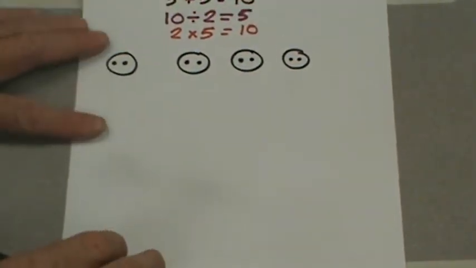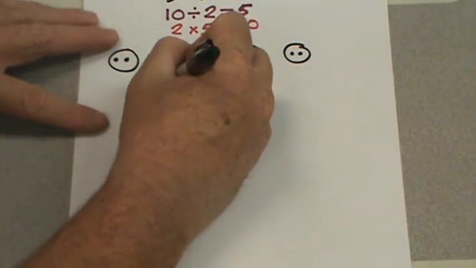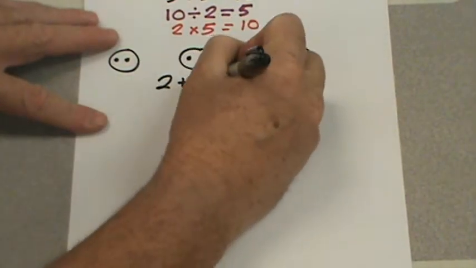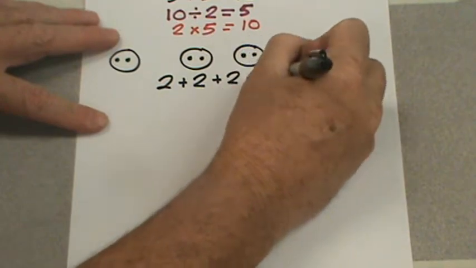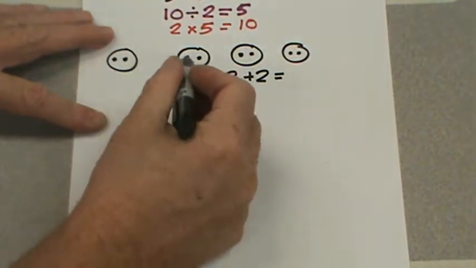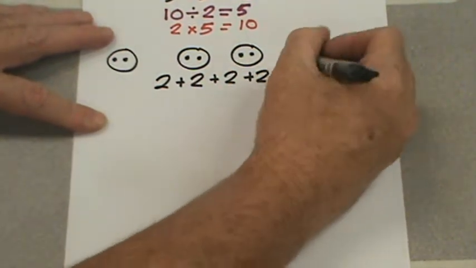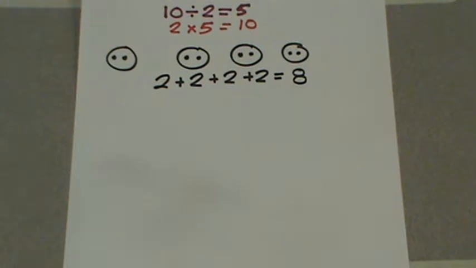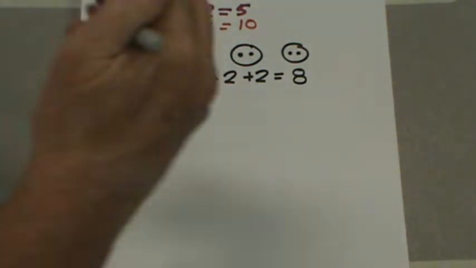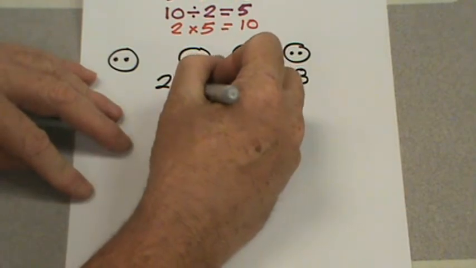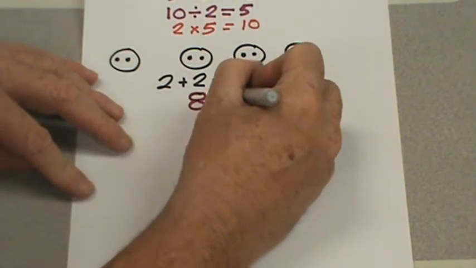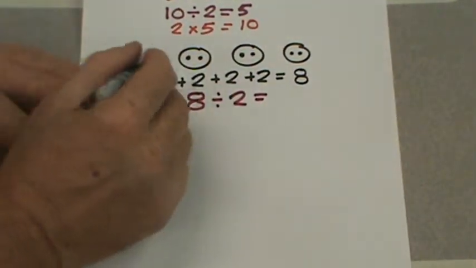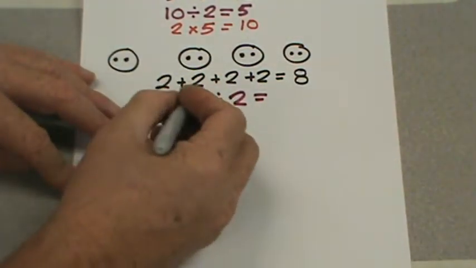So first off, let's do some repeated addition, okay? Let's see what that would look like. We could go 2 plus 2 plus 2 plus 2 would equal what? 2, 4, 6, and 8. So now if we were to take this and create division out of this, we could say 8 divided by 2 equals what? Well, we have 4 equal groups of 2, so 8 divided by 2 must be 4.